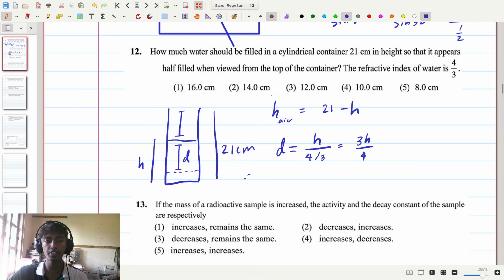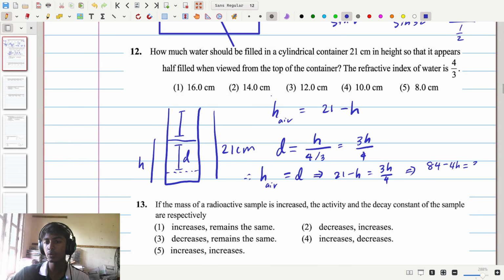So therefore we can say h sub air must be equal to d, which gives us 21 minus h equals 3h over 4. And simplifying, if we take this 4 to this side, we have 84 minus 4h equals 3h, which gives 84 equals 7h, and therefore h equals 84 divided by 7, which is equal to 12 centimeters. So therefore, the depth of the water must be equal to 12 centimeters.